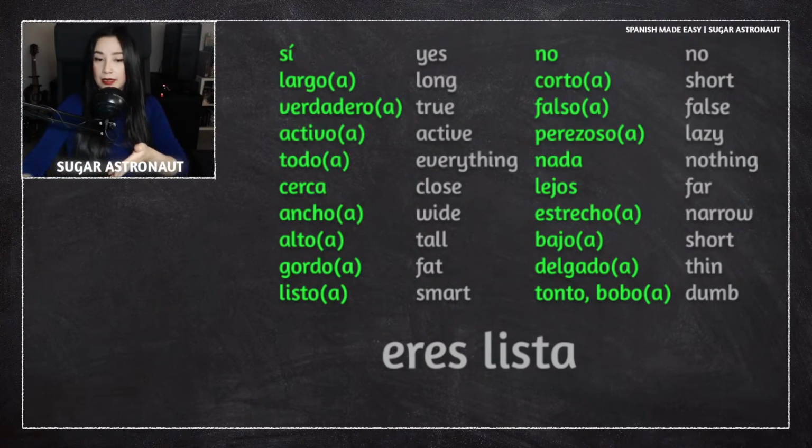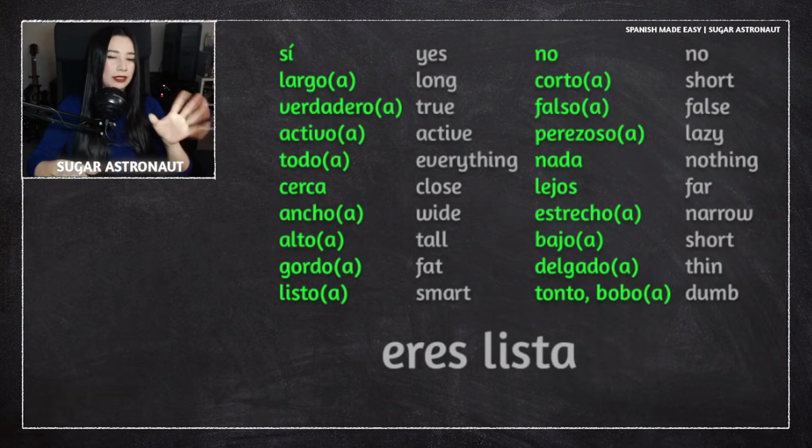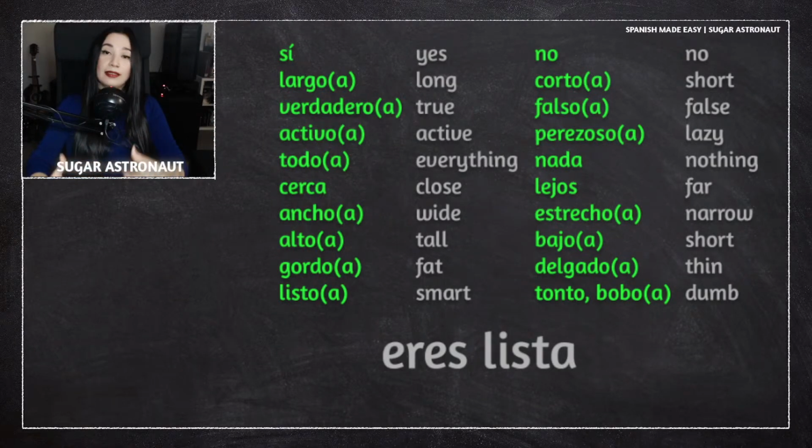Okay? That means dumb. It can also be used for things. Eso es tonto. That's dumb, right? Tonto, bobo means dumb. And these words can be feminine too. Tonta, boba. Sometimes Spanish speakers use these two words among friends, just joking around. They're comfortable with them, so they can be playful. But just be careful how to use these two words because they can also be very offensive.